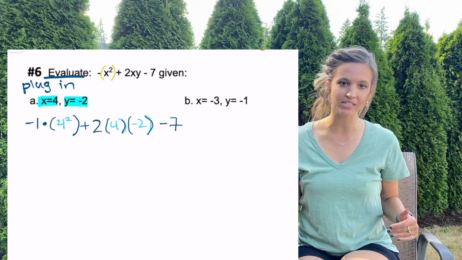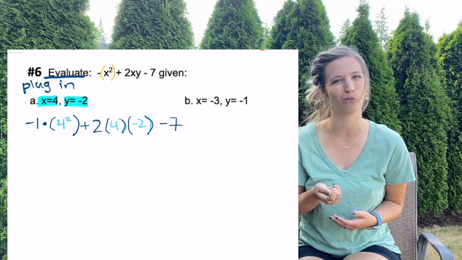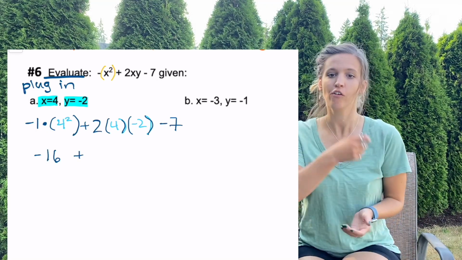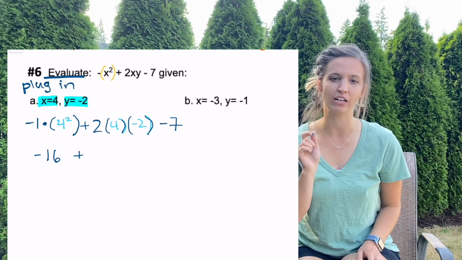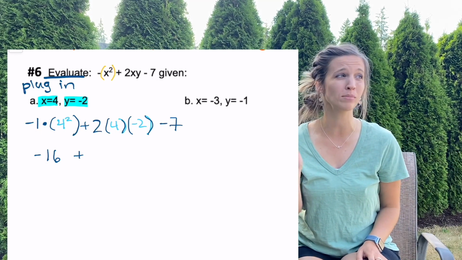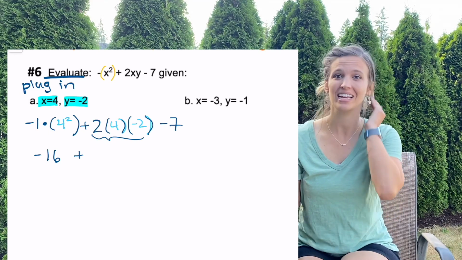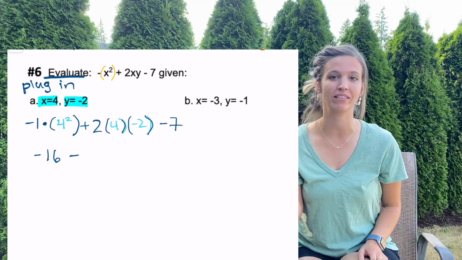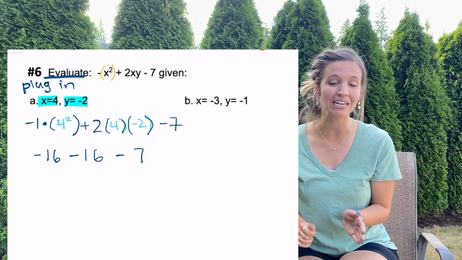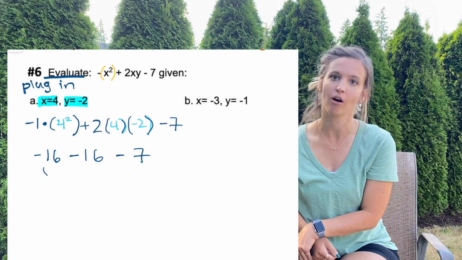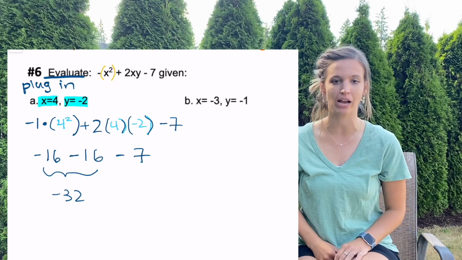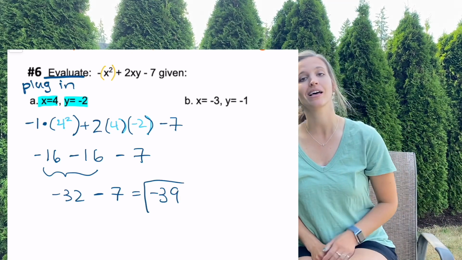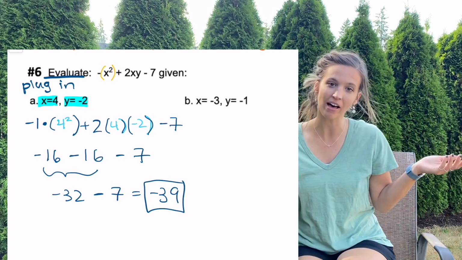Okay, so now this next line, I can go ahead and go, well, I know 4 squared is 16, and then 16 times negative 1 would be negative 16. For the next set, I would write, okay, I've got 2 times 4 times negative 2. 2 times 4 is 8, times negative 2 is negative 16. So I'm going to have minus 16 when I write this on the next line. So negative 16 minus 7. All right, and then I'm just going to subtract left to right. So negative 16 minus 16 is negative 32, minus 7 is negative 39, and we've evaluated.